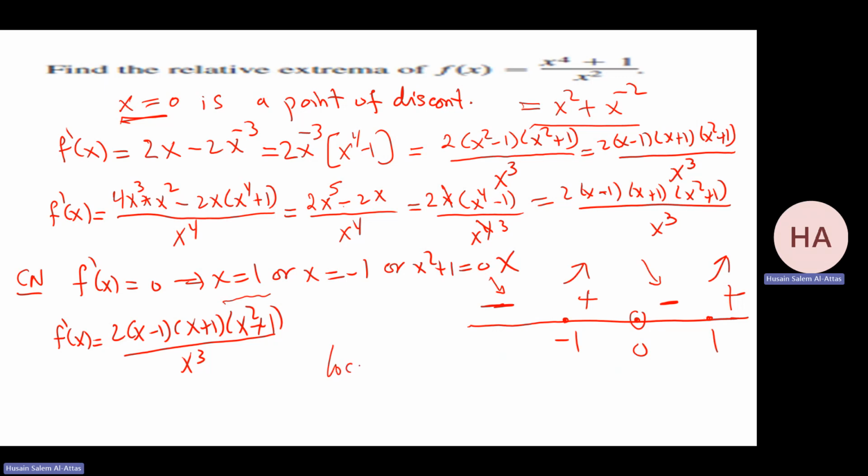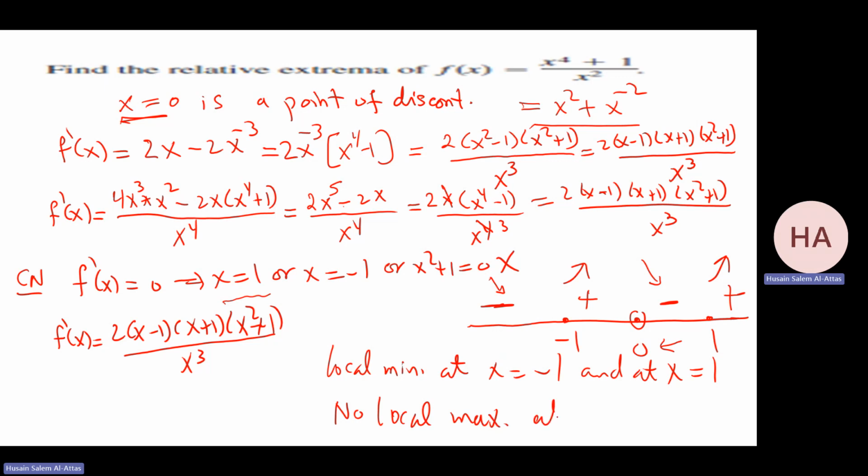So I have local minimum at x equal minus 1 and at x equal 1. Local max, we don't have a local max because at 0, the function is not defined. No local maximum at x equals 0. We don't have a local maximum at x equals 0, since the original function itself is not defined at 0. No local max.